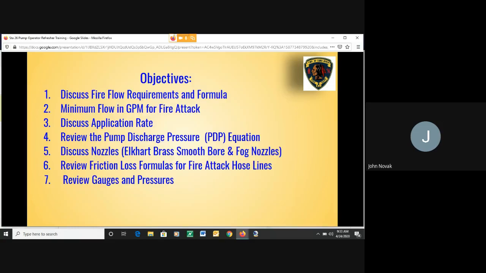So in this presentation, we're going to discuss the flow requirements and formulas, minimum flow in gallons per minute for attack hose lines, discuss application rate, review some pump discharge pressures and equations. We're going to go over the new Elkhart Brass nozzles and do some friction loss formulas. Try to make this quick and as painless as possible.